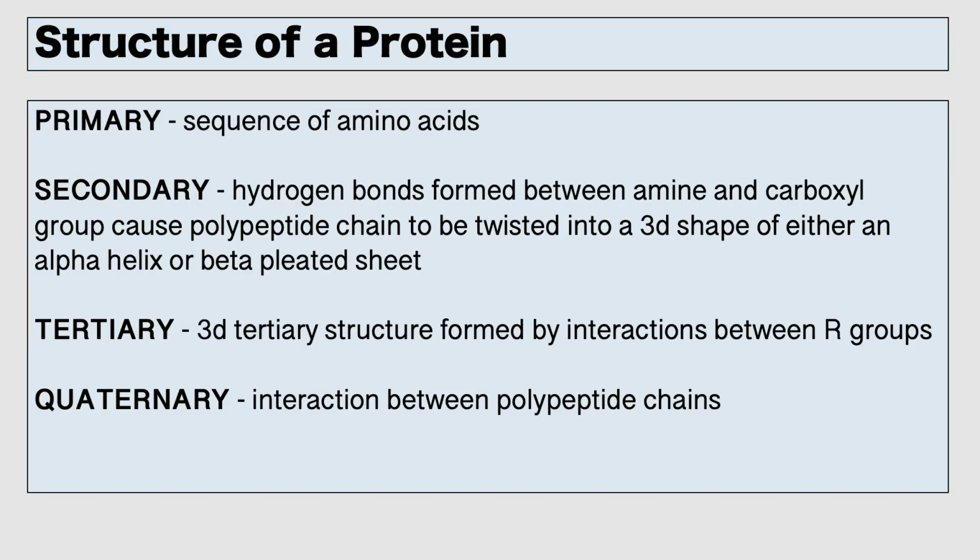The structure of a protein has 4 levels. The primary structure is the sequence of amino acids. The secondary structure is the hydrogen bonds that form between the amine and carboxyl groups, causing the polypeptide chain to be twisted into a 3D shape of either an alpha helix or a beta pleated sheet. The tertiary structure is the 3D structure formed by interactions between R groups, and the quaternary structure is the interaction between polypeptide chains.